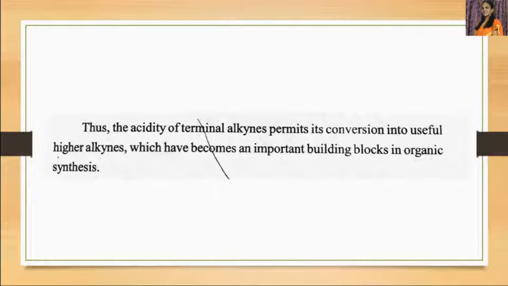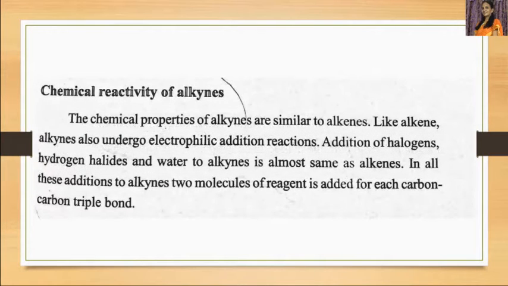Okay. Now let us see the chemical reactivity of alkynes. The chemical properties of alkynes are similar to alkenes, because in alkenes and alkynes, pi bonds are present. Alkenes have one pi bond, and alkynes have two pi bonds. So similar to alkenes, alkynes also undergo addition reactions.